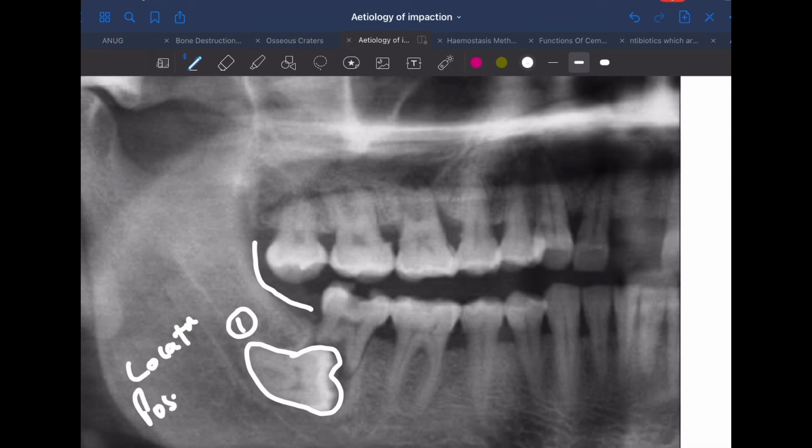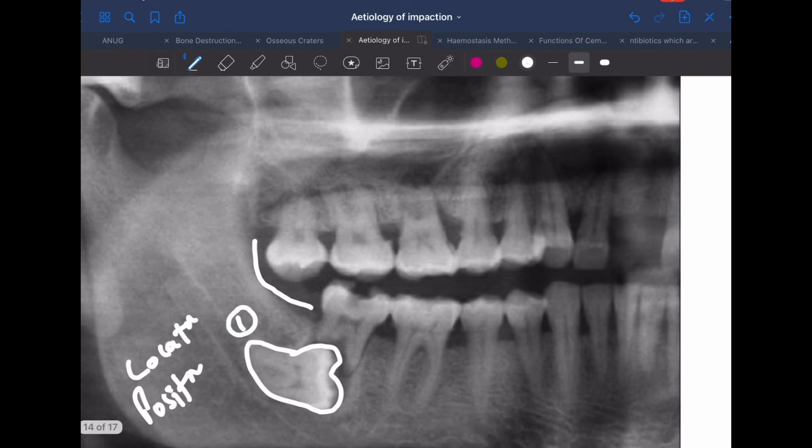Second, its position. It is positioned against the root of the second molar, right? So it is causing a mesoangular type of impaction here, right? And because of the pressure which the third molar is exerting, there is a resorption in the root of the second molar, see. So this is the resorption. This pressure has caused the resorption of the root of the second molar.